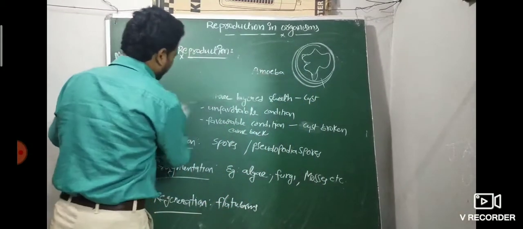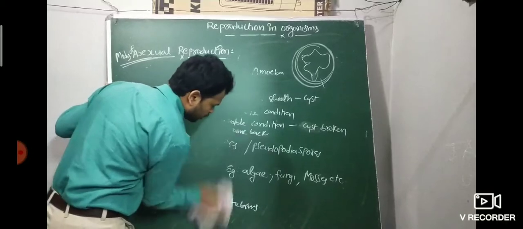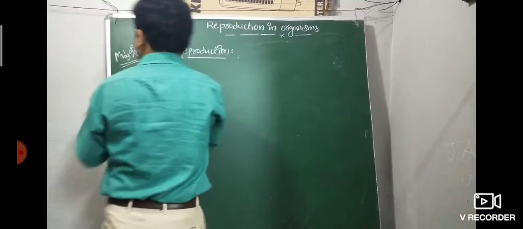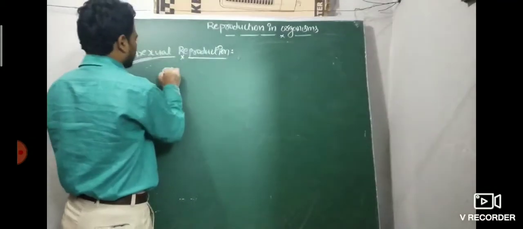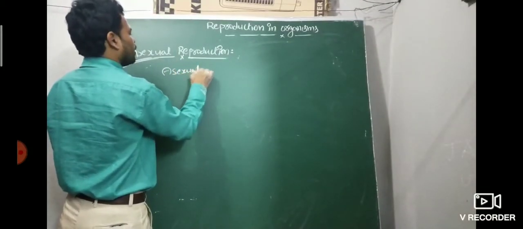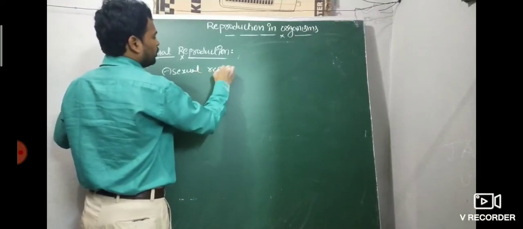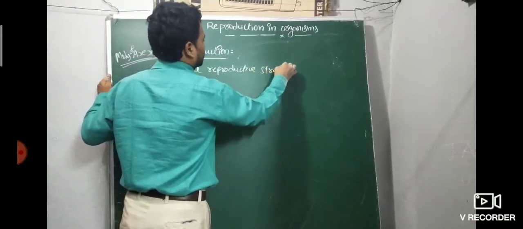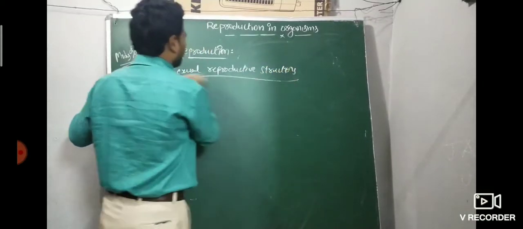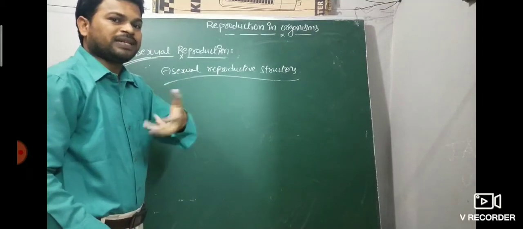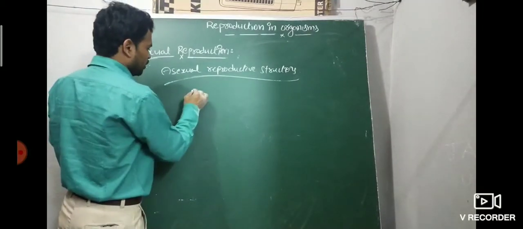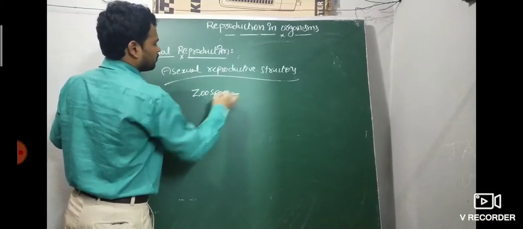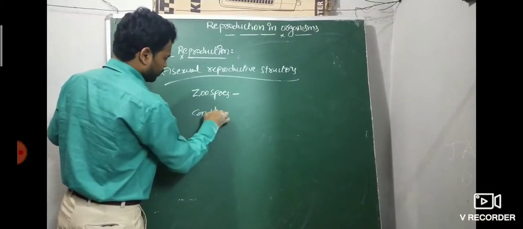Some more asexual reproductive structures I am giving now. These are the most common asexual reproductive structures, and an important one. In algae and fungi, they develop some different asexual reproductive structures. For example, zoospores, conidia, gemmules.